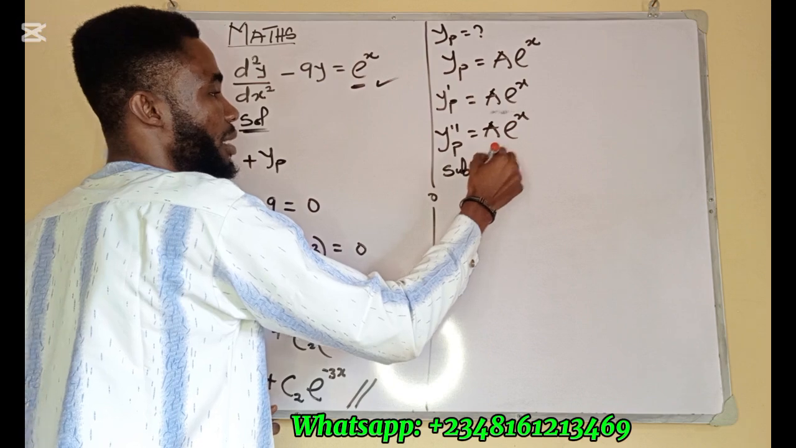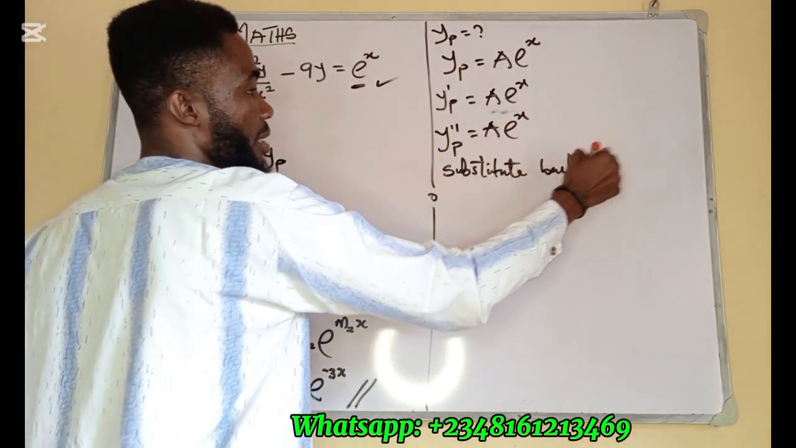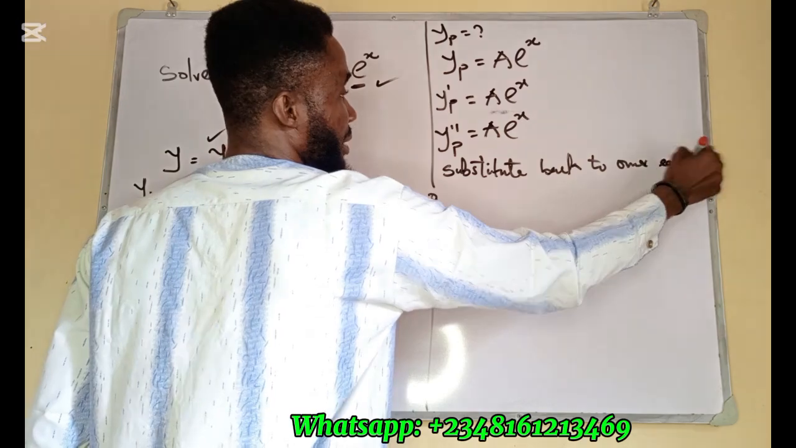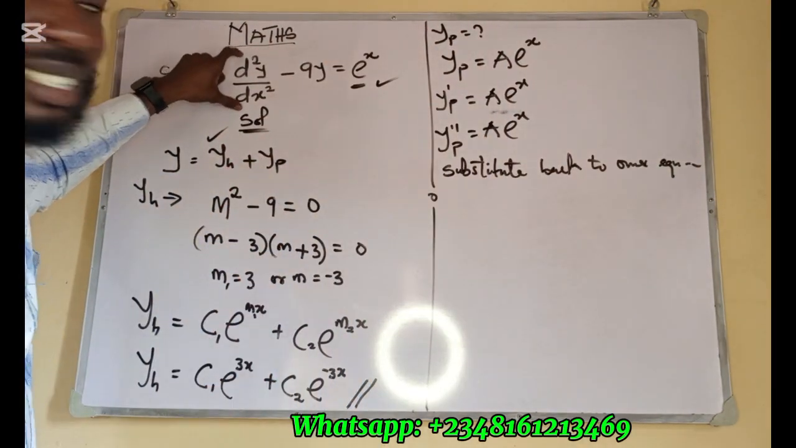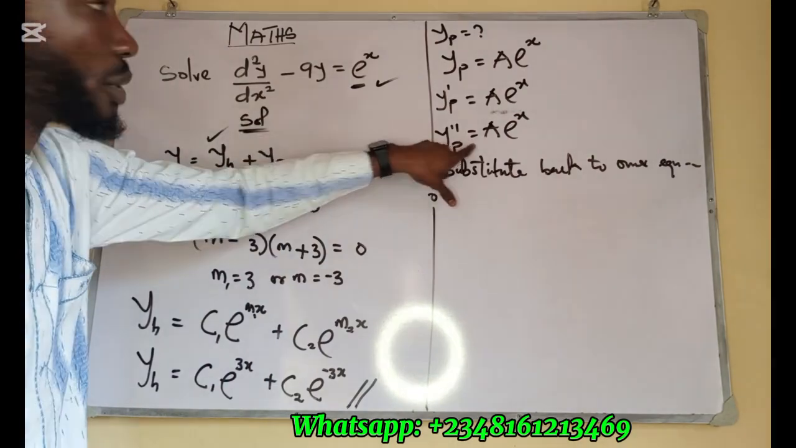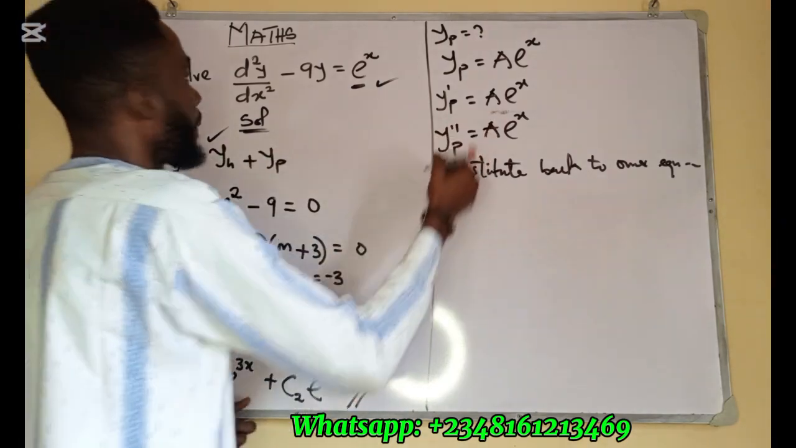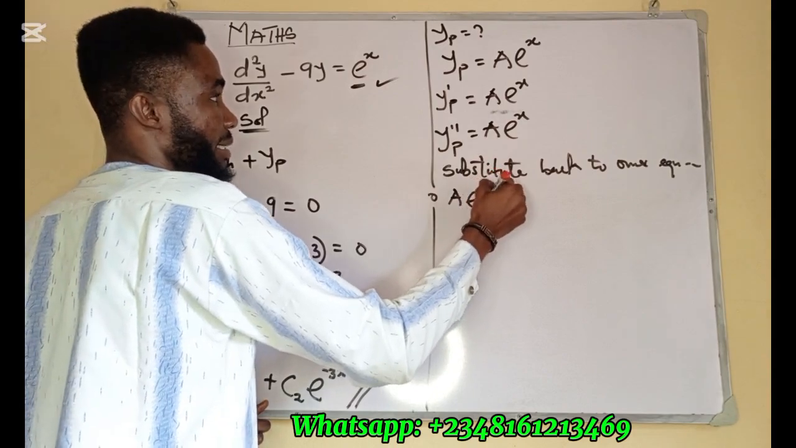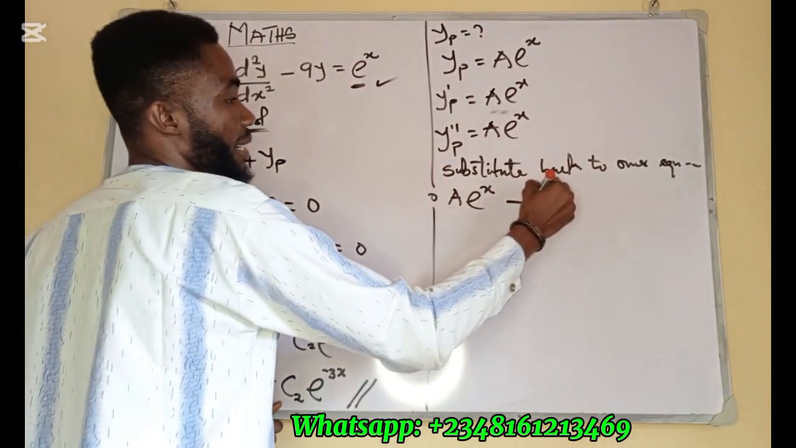We substitute back to our equation. Exactly. Good. So in place of this second order derivative, I'm going to put this, because this y double prime here means second order derivative. So what I have here is an exponential, what I have here, x, what I have here, minus. Here is 9, so I have 9 here.